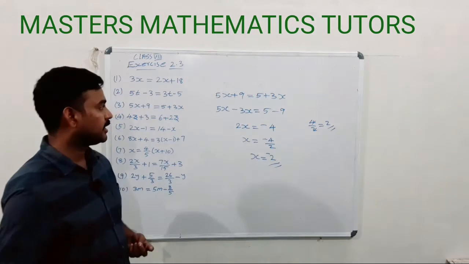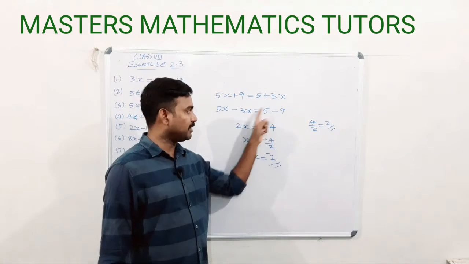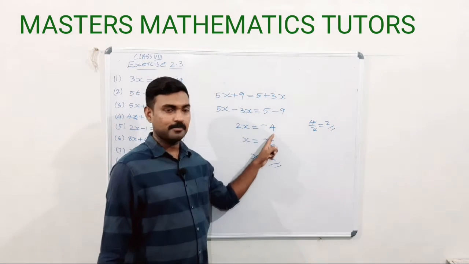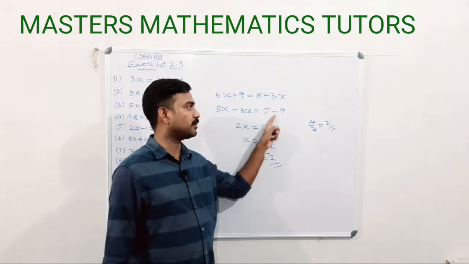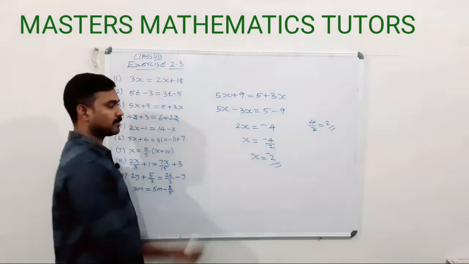Okay. Here we have to understand 5 minus 9. Actually 9 minus 5 is 4, but in the question 5 minus 9 means we have to write a negative symbol. Okay. So at last we got the answer x is equal to minus 2.